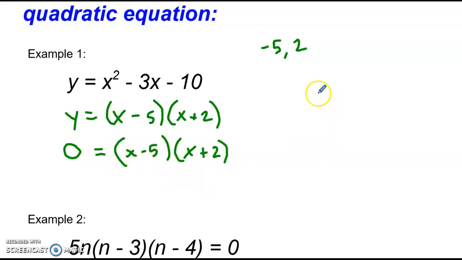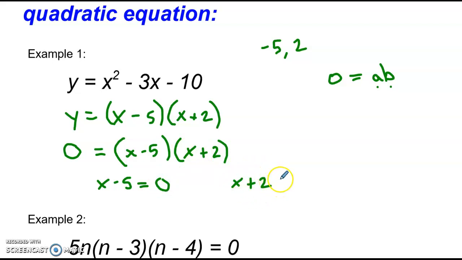Because if I have this equation over here, if I say 0 is equal to AB, well, any number times 0 is 0. So if A is equal to 0, then this whole thing is 0. If B is equal to 0, then this whole thing is 0. So to solve this, I just have to set each of these parts equal to 0. I say, okay, well, x minus 5 equals 0, and x plus 2 equals 0. So I just have to find out what these x's must be in order to get these equal to 0.